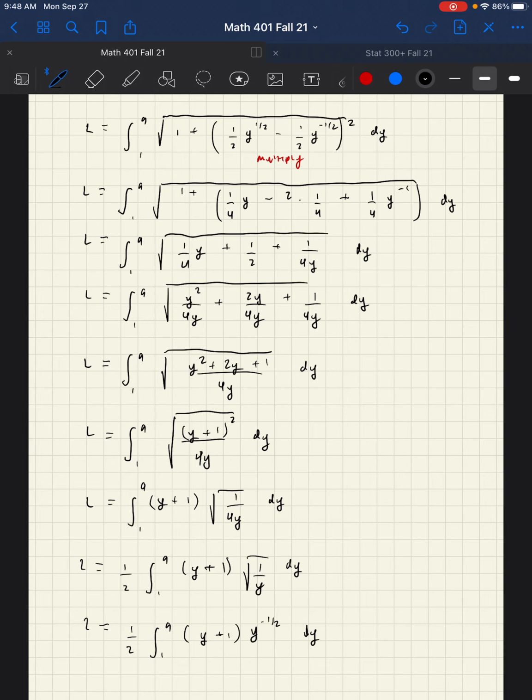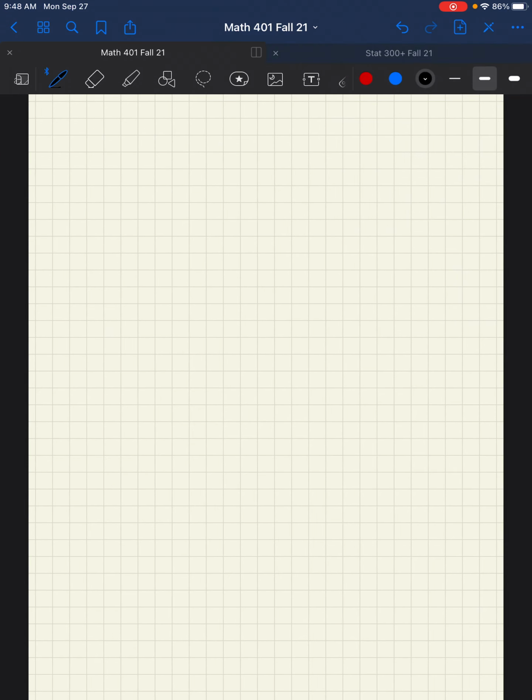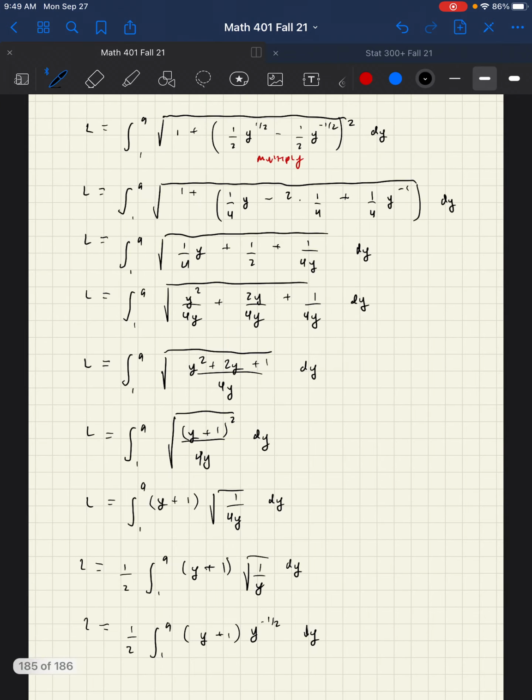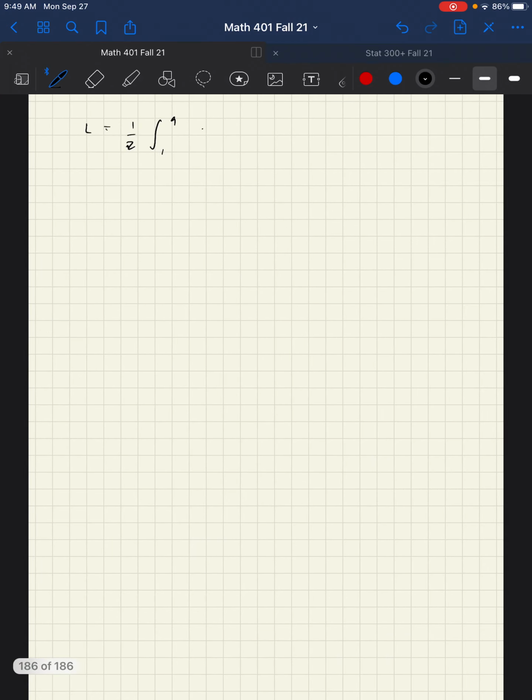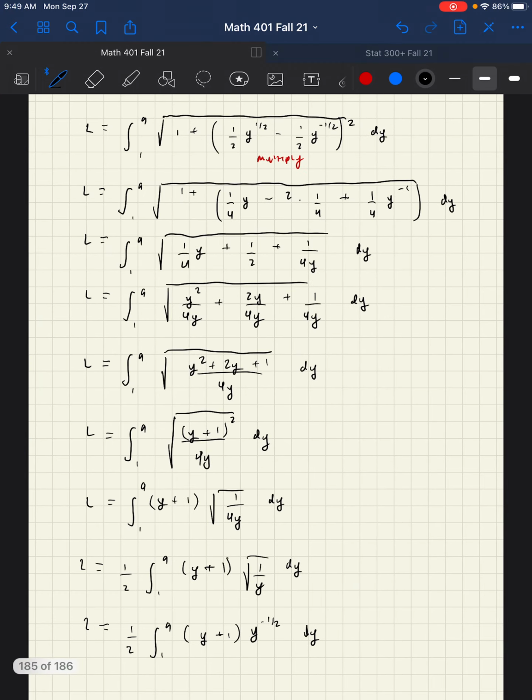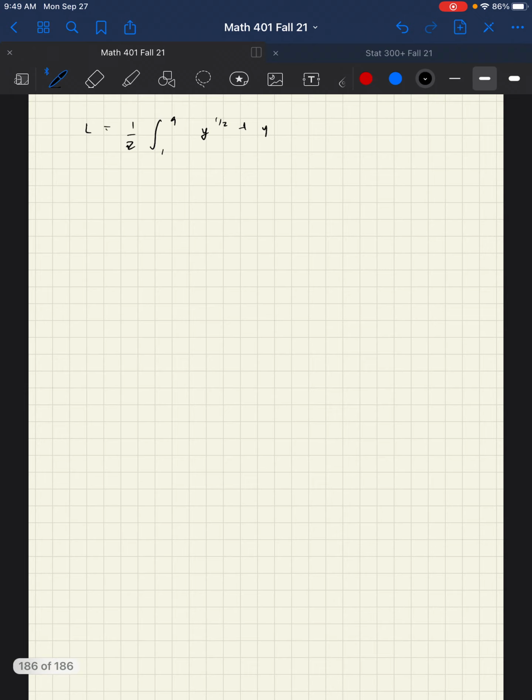And then I can distribute the y to negative 1/2. Okay, so this was the way to go. Simplifying the expression inside, that was the way to go here. And now it's gonna give us something very nice. So I'm gonna end up with L, the length, equals 1/2 times the integral from 1 to 9 of y times y to the negative 1/2, which is y to the 1/2, plus 1 times y to the negative 1/2, which is just y to the negative 1/2, dy.